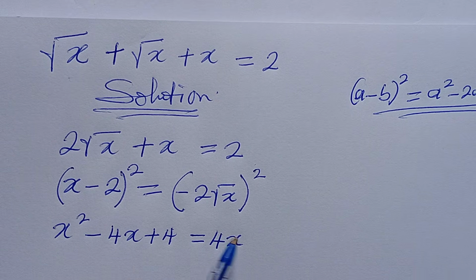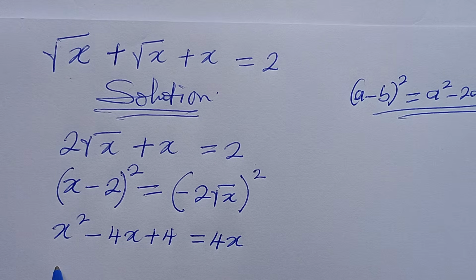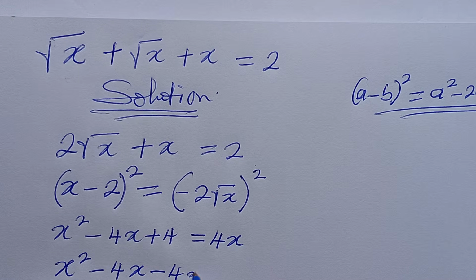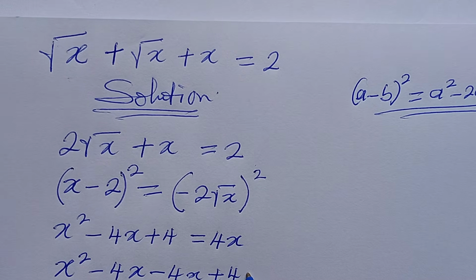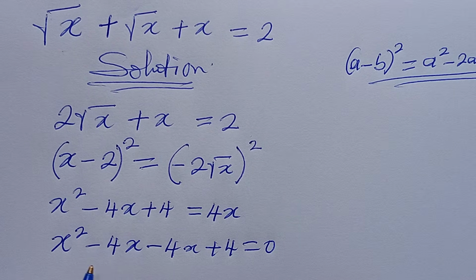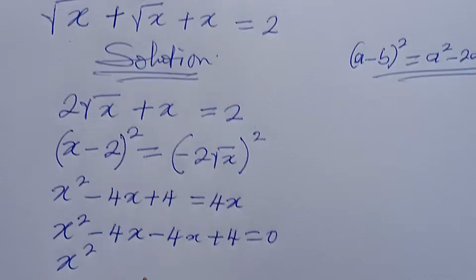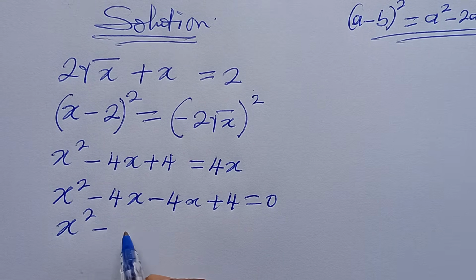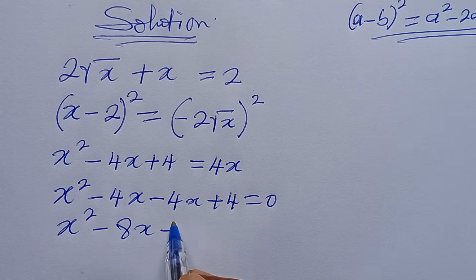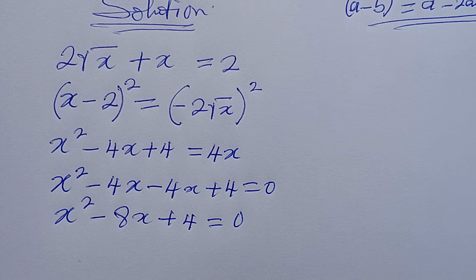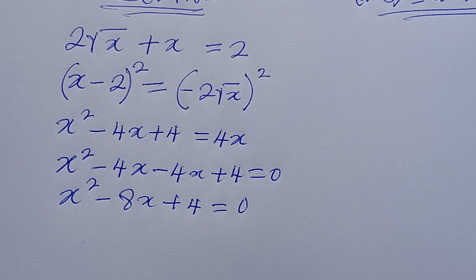Move all quantities to the left-hand side. So we're going to have here x to the power of 2 minus 4x, then minus 4x again, then plus 4 equal to 0. We can add these together. So this is going to end up giving us x to the power of 2, then minus 8x, then plus 4 equal to 0. So this is an equation called the quadratic equation.